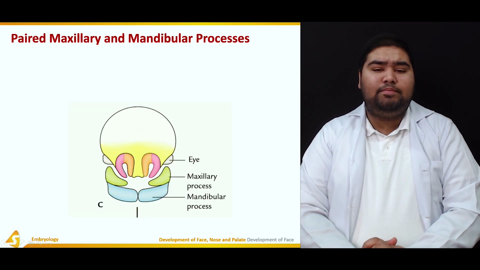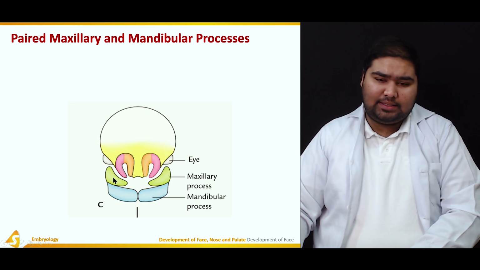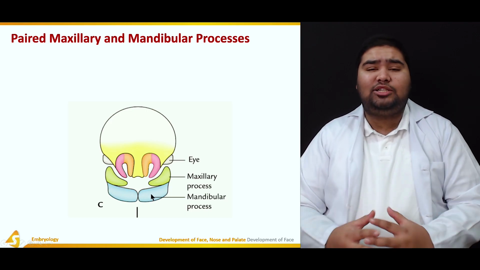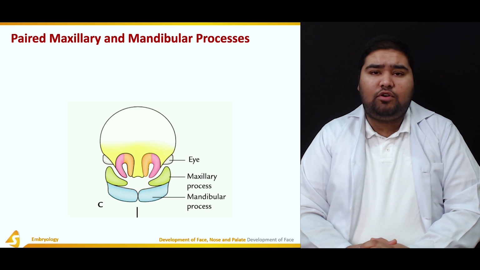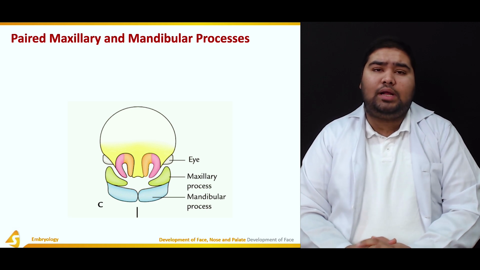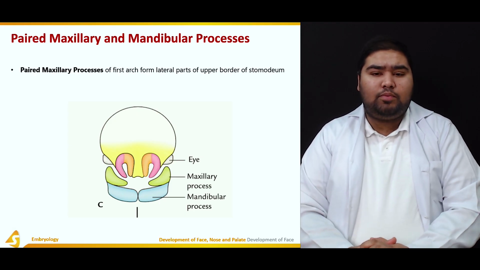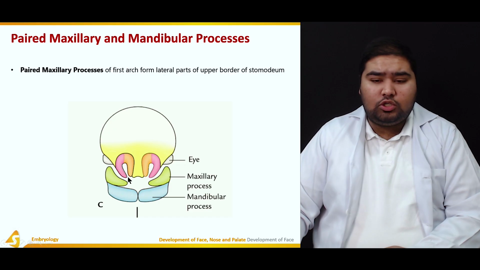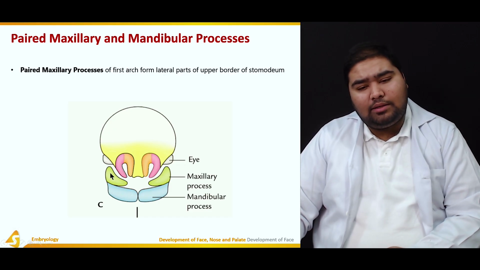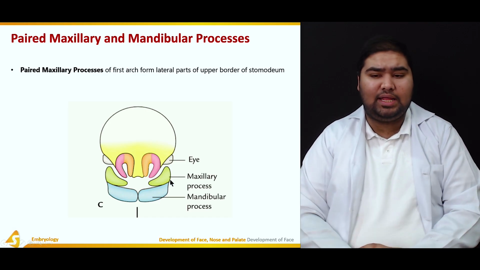Now, let's talk about the maxillary and the mandibular processes. So, in green, in the figure, this green is the maxillary process. These are 2 swellings, and similarly, these blue are the mandibular processes. They're actually processes of the first arch. They're components of the first pharyngeal arch, and from there the mesenchymal swellings appear and are known as the maxillary and the mandibular swellings. So the paired maxillary processes of the first arch form the lateral parts of the upper border of the stomodium. So this area is stomodium, and the lateral border of the upper parts is formed by the maxillary process, as can be clearly seen in the figure.